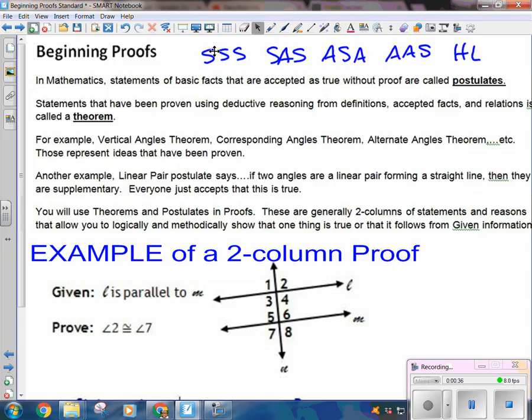Now what we're going to do is we're going to actually organize our thoughts. We're going to actually work with what we call proofs. Now, two-column proofs, I actually have an example. We're going to look at it. Two-column proofs are a big part of geometry.